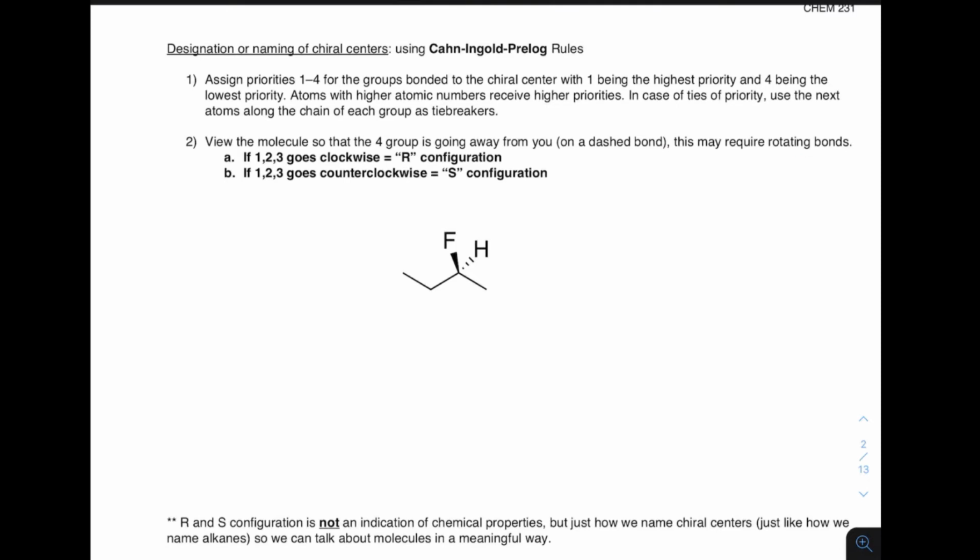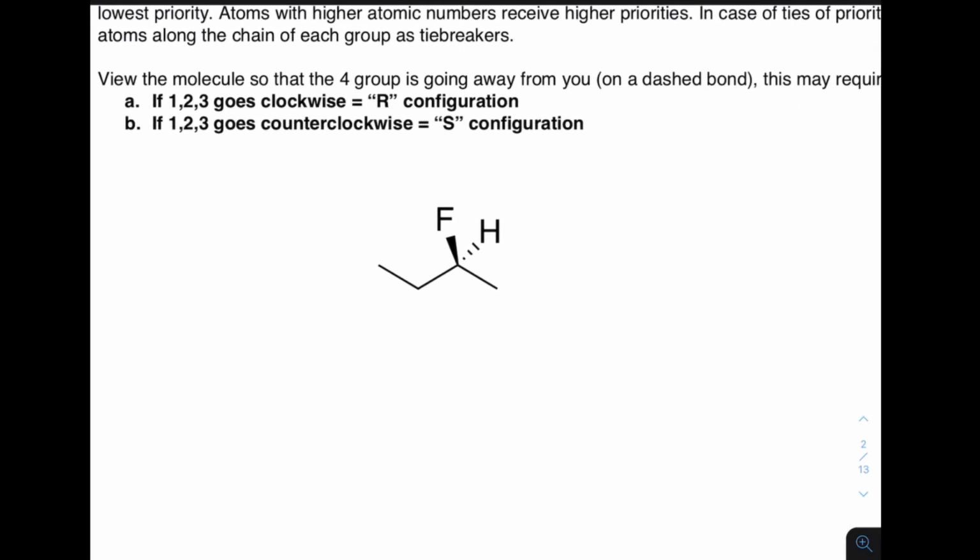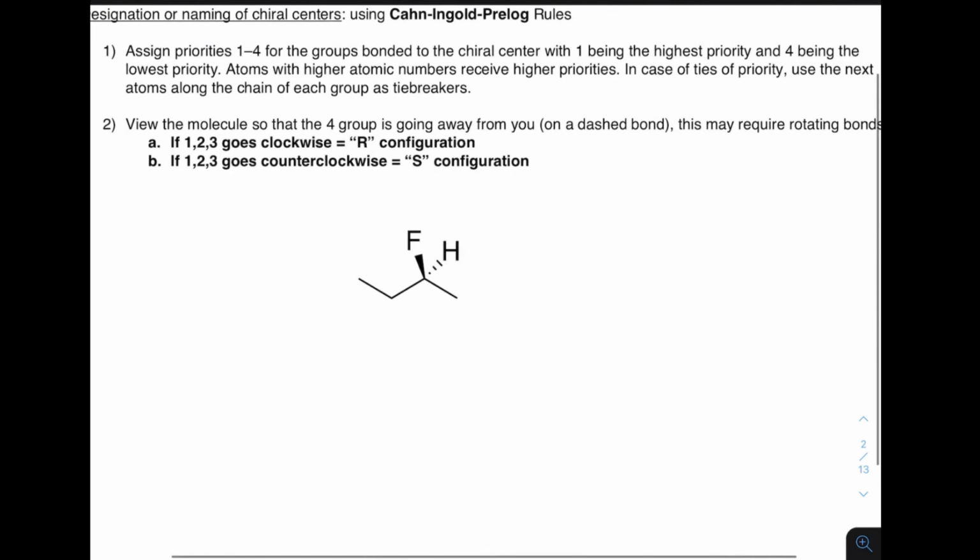Okay? And what's important here is just like naming alkanes, R and S configuration is not an indication of chemical properties. Okay, this is just how we're naming the carbon. This is just a meaningful way, again, for us to talk about these molecules. So looking at this example here, the first thing we have to do when we're trying to determine the configuration of the chiral carbon center, we have to assign priorities to the groups. And so looking at our chiral carbon here, we have 4 different groups attached to it. We have a methyl group, an ethyl group, a fluorine, and a hydrogen.